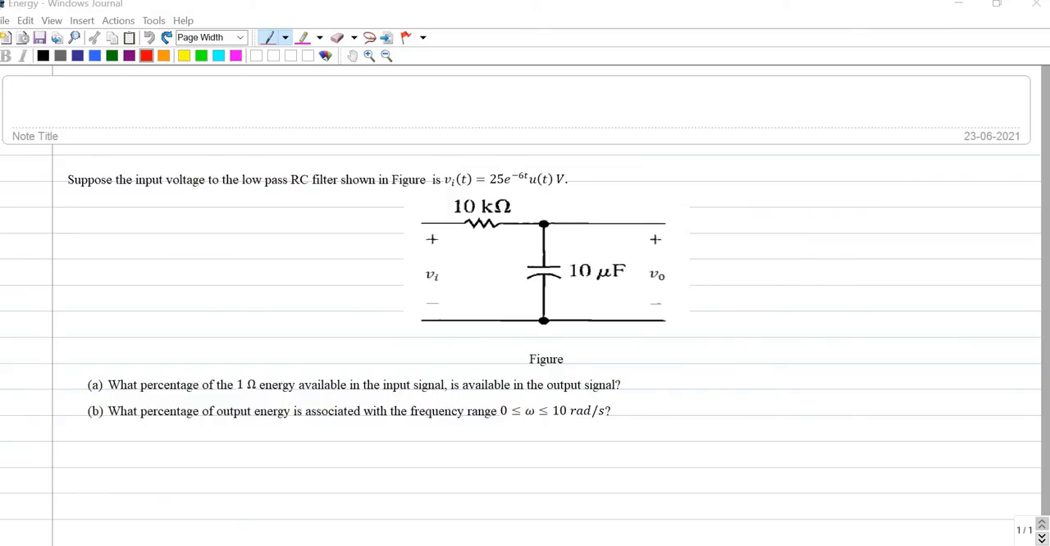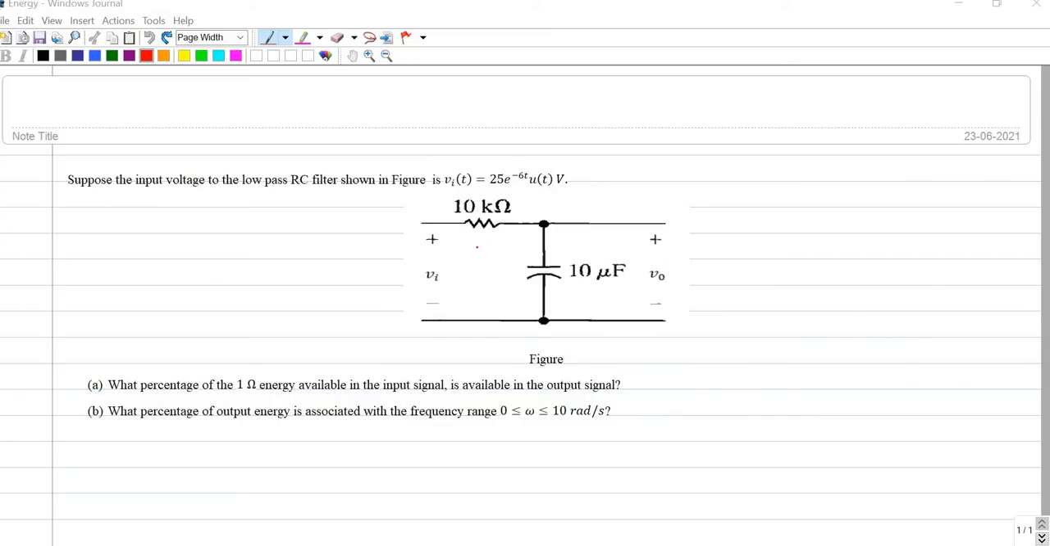We'll solve this problem. You just see there is a simple RC filter or RC circuit. When you take the output across the capacitor, it acts like a low pass filter. So basically, this is a first order RC low pass filter. The resistor value is 10 kilo ohms and the capacitor value is 10 microfarad. This is the input. Vi is the input, V0 is the output.